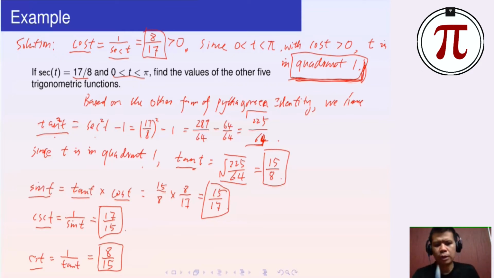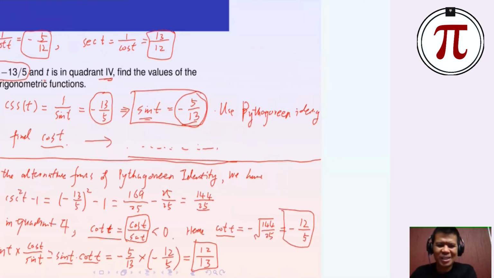Of course, after we find cosine, you can also use the original Pythagorean identity to find sine. After you find sine, everything will be good. But since we just introduced the other alternative forms, you may just use this. This is another way to solve.